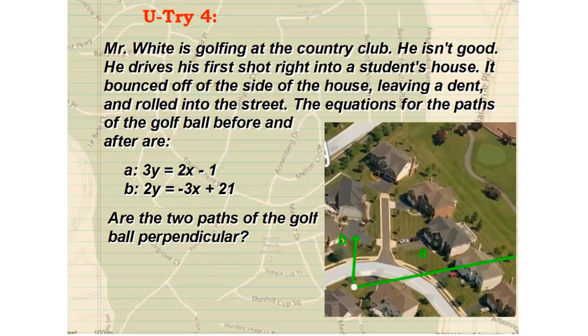Here's the next try. We need to determine whether the paths are perpendicular or not. You need to find the slopes of MA and MB and compare the slopes to see whether they are going to be perpendicular or not.